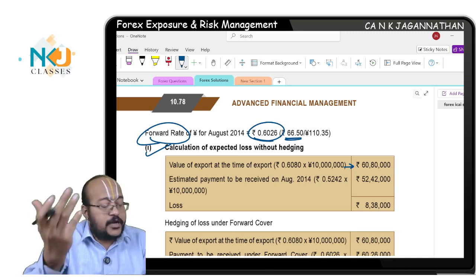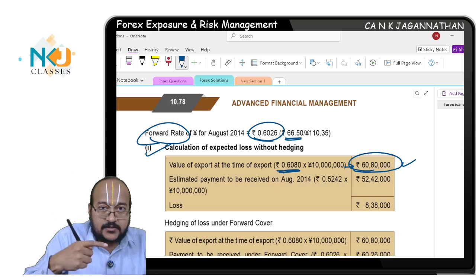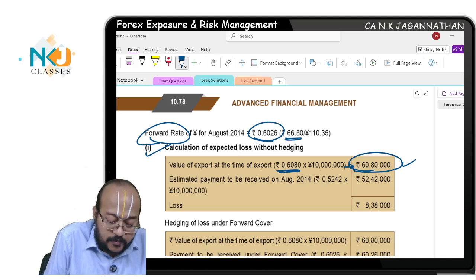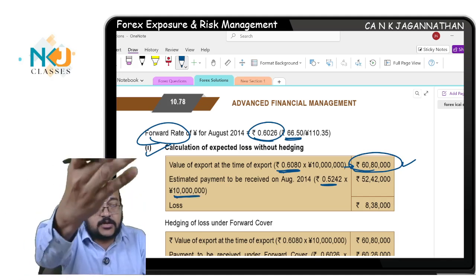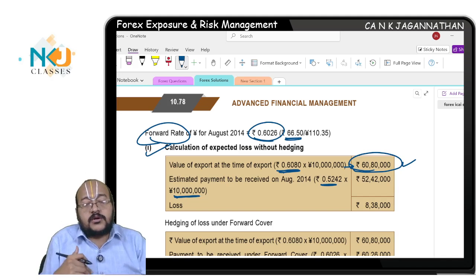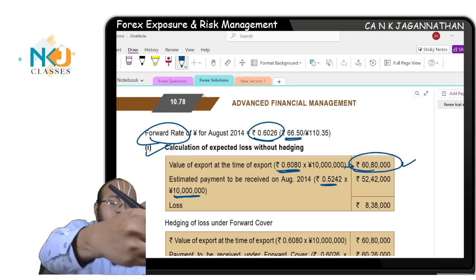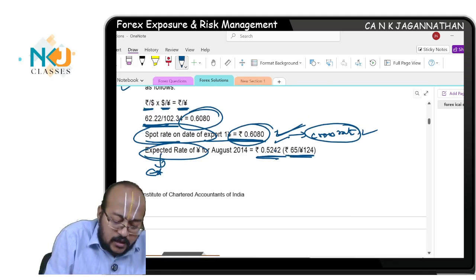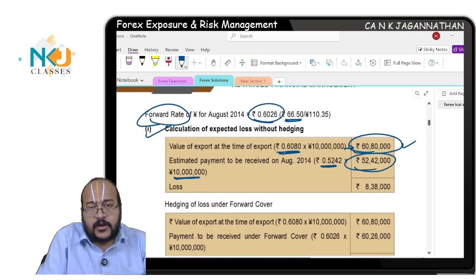Now, the real export value realization as per the spot rate is nothing but 60 lakhs 80,000, because 0.6080 is the rate for Japanese yen. If I convert to rupees, this will be my receivable amount. Now, estimated payment to be received, as per the estimation. Today you are on 31st July, you are trying to estimate what could be the spot rate on 31st August, which means this 0.5242 estimated cross rate I will consider, and then find the realization value, 52 lakhs 42,000.